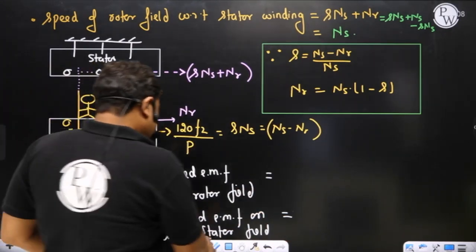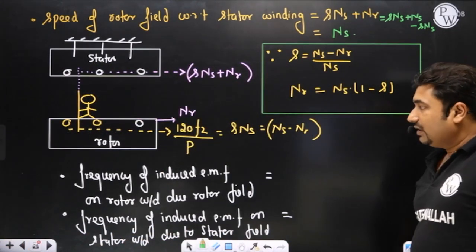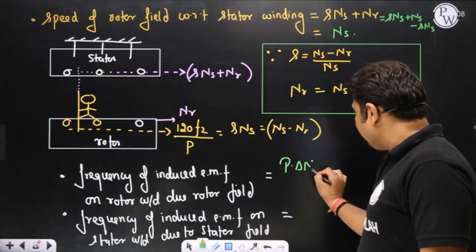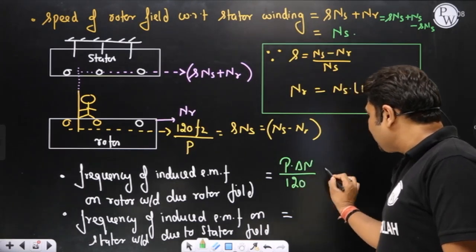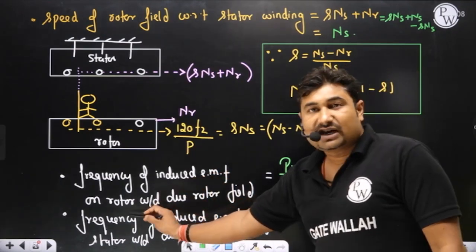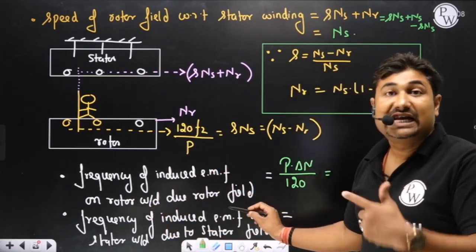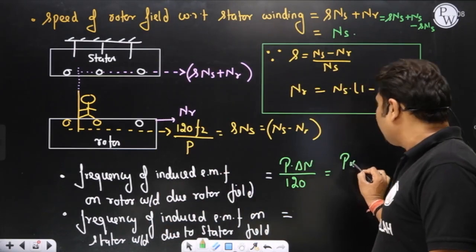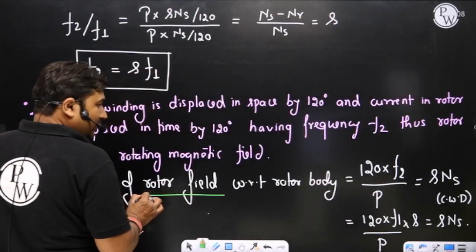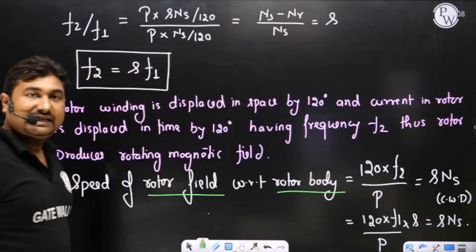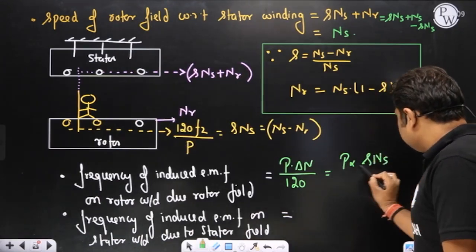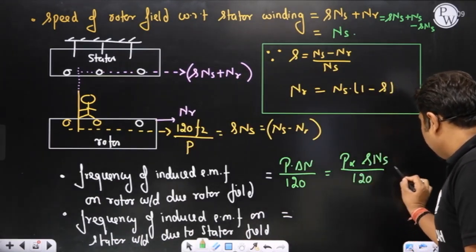What is the frequency of induced EMF on a rotor winding due to rotor field? P delta n by 120, where delta n is the relative speed between field and winding. Which field and which winding? Rotor winding and rotor field. What is the relative speed between rotor field and rotor winding? sns, sir. So this is same as F2, sir.